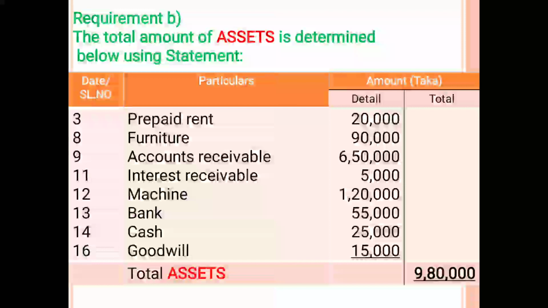Machine, that is one kind of fixed asset. Bank balance and cash balance, two items are related to short-term assets or current assets. The last one is goodwill. It is a fixed asset, but it is an intangible asset. So the total amount of assets is taka 9,80,000.